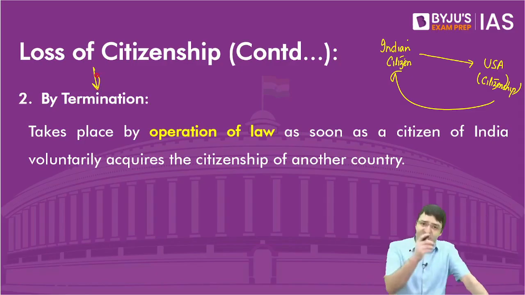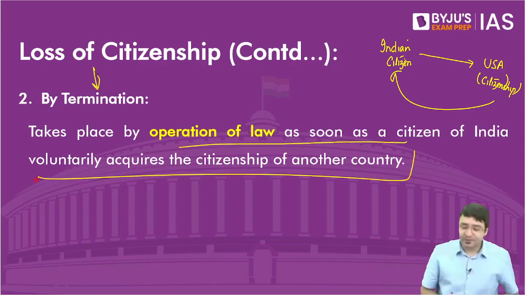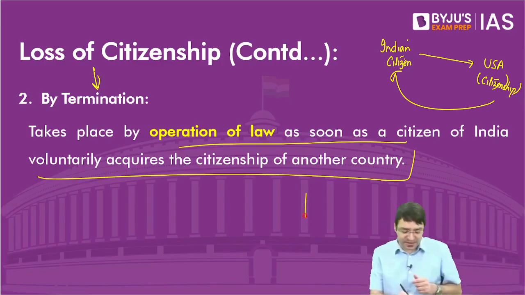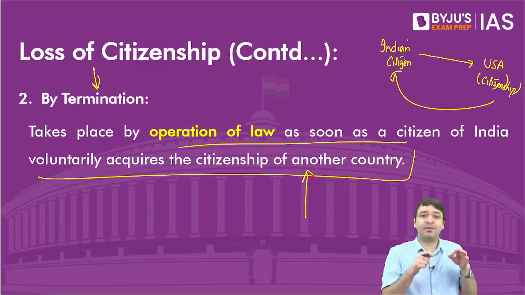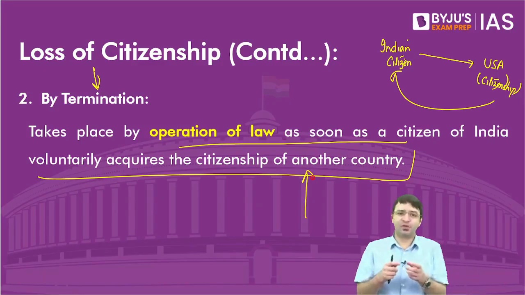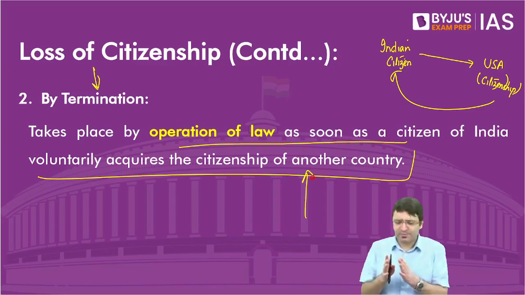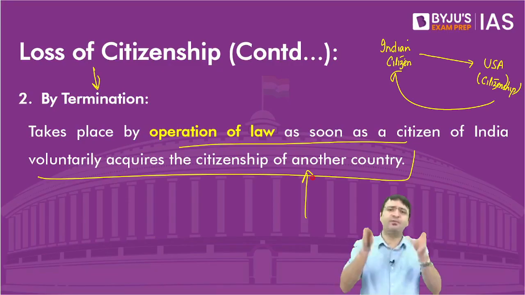That means termination is done when a citizen of India voluntarily acquires the citizenship of another country, but this individual has not given up, renounced his Indian citizenship. So what are the ways by which one can lose Indian citizenship? By renunciation, which is a voluntary act. I don't want to continue as the citizen of India. I want to give up my Indian citizenship.